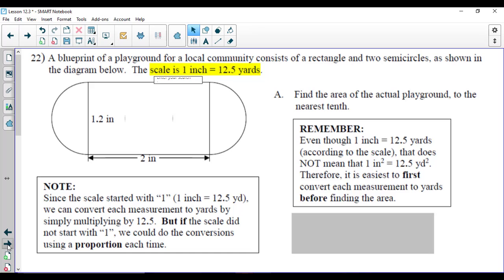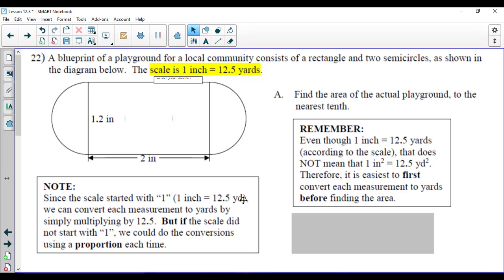Number 22, it says a blueprint of a playground for a local community consists of a rectangle and 2 semicircles as shown in the diagram below. The scale is 1 inch equals 12.5 yards. Keep in mind that since the scale started with 1 inch equals 12.5 yards, we can easily convert each measurement to yards by simply multiplying by 12.5.